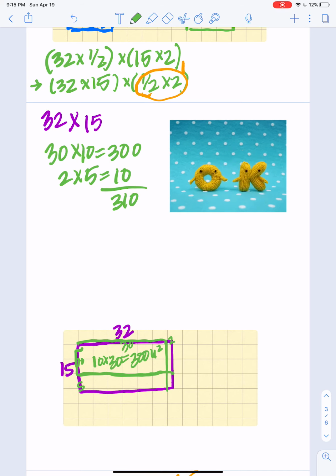And then the 2 by 5, you can see that this is 5 tall, and then you can see it's 2 wide, this little piece in here. So that's the 2 by 5, which is the 10 square units. So you can see with this, we're actually missing 2 partial products. That's what I'm highlighting in yellow. And so we need to add those in.